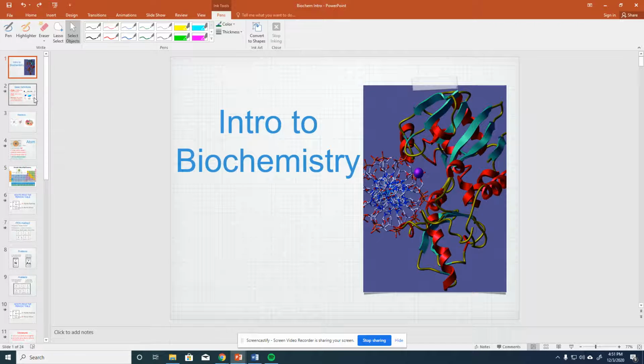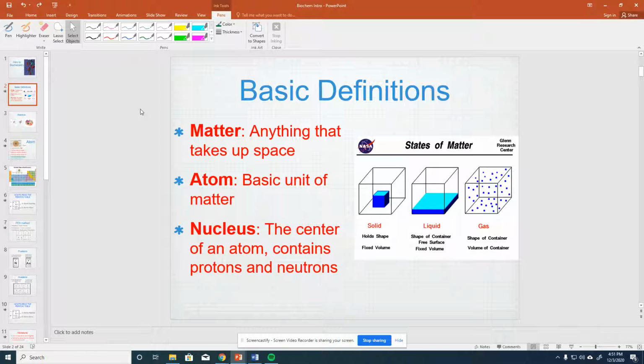So, first, let's go with some basic definitions. We can write these down. We're going to start with matter. Anything that takes up space and has volume, I will add. Essentially, everything that you can see or touch or feel, or even things you can't really see, like gases, are even matter, right? So you probably remember learning states of matter at some point, but this is matter too.